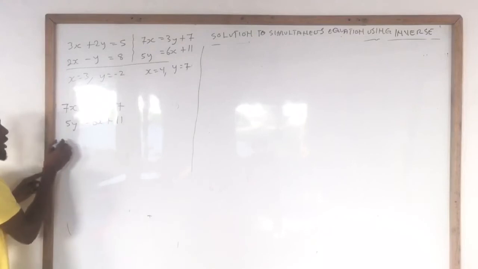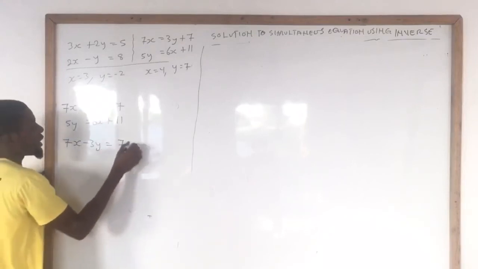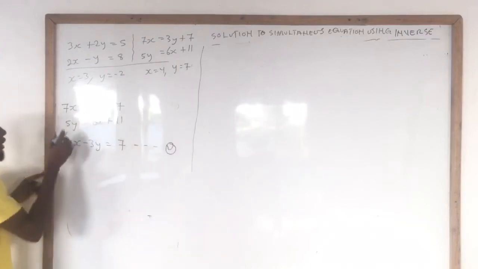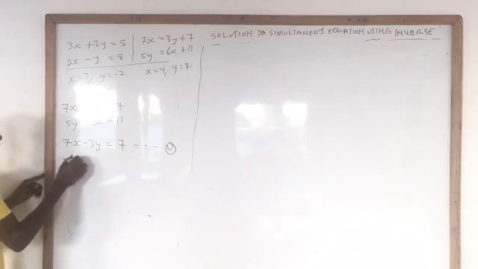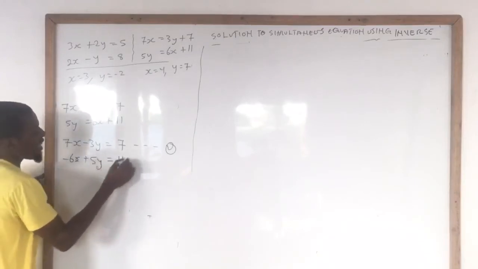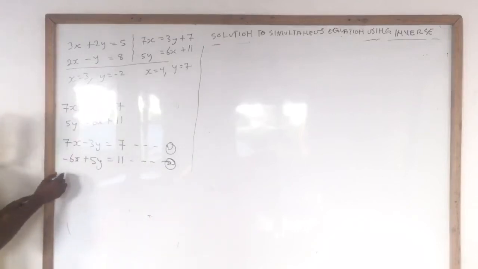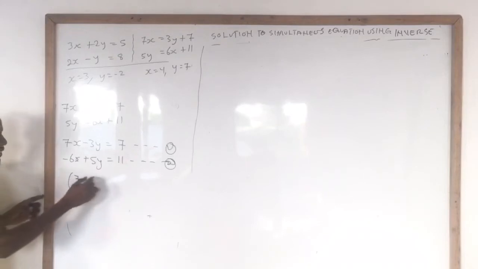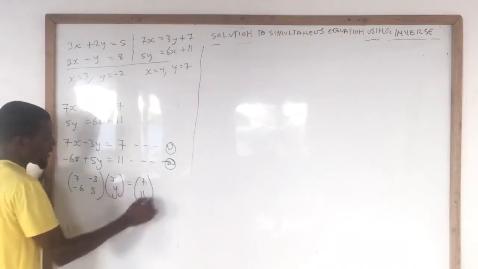Rearranging it in equation form, we have 7x minus 3y equals 7. This gives me equation 1. And then, I brought this one here, right? So bringing this one here, minus 6x, it's positive. When it crosses, it becomes negative. So this is positive, so 5y equals what? 11. This is equation 2. So writing it in a matrix form, we have 7, next 3, next 6, 5. Multiplying xy gives you what? 7 and 11.